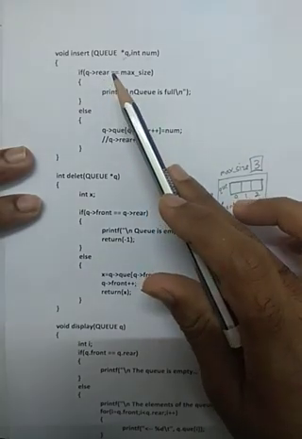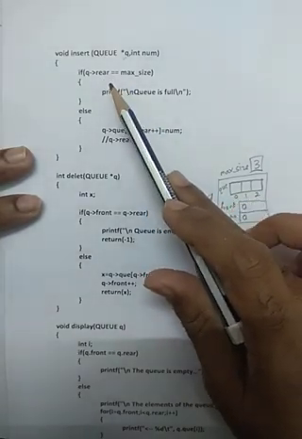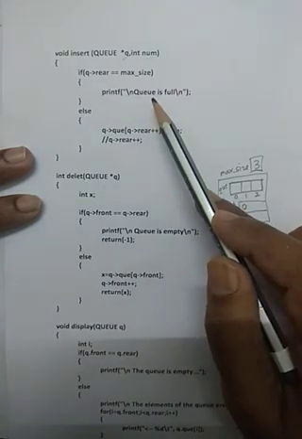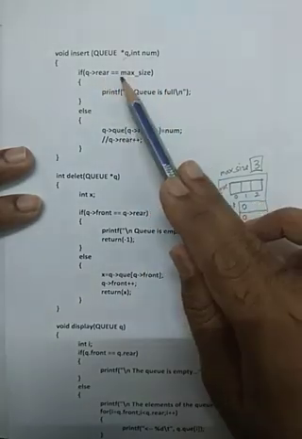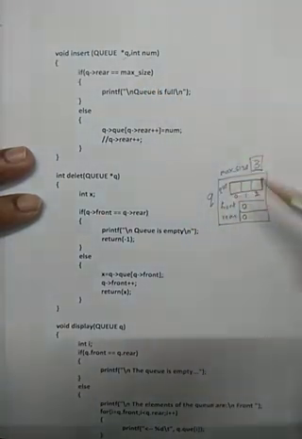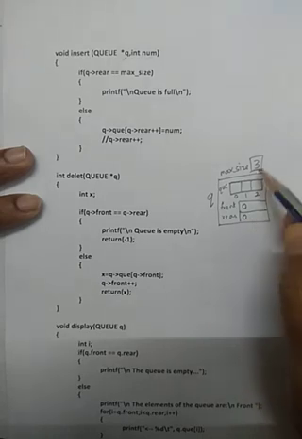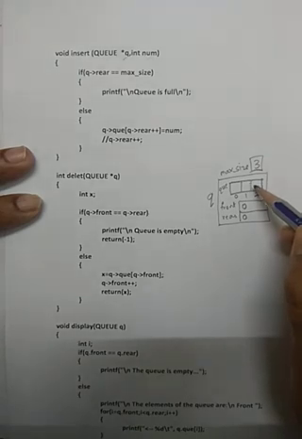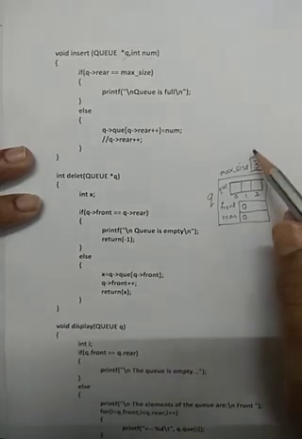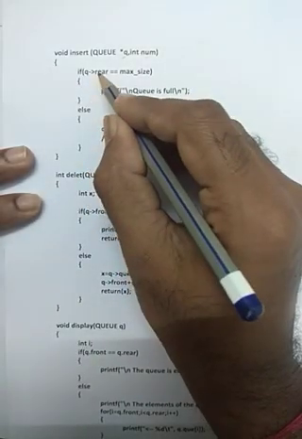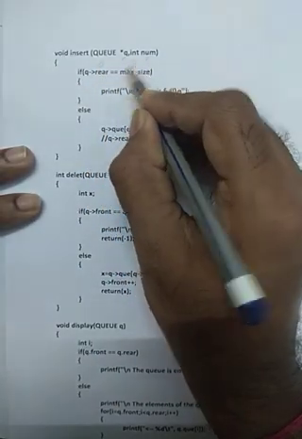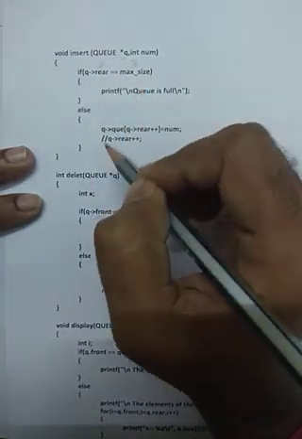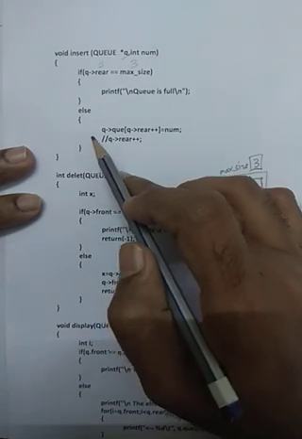First thing, before inserting, I should check if the queue is full. So how do you tell if the queue is full? If rear is equal to max. Here rear is 0 and max is 3. Rear equal to max means that if my rear pointer has come over here, the queue is full, right? So I compare if rear and max size are the same. In our case rear is 0, whereas max size is 3. Are they the same? No. That means the queue is not full, and control comes to the else part.